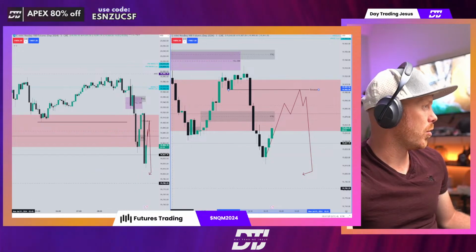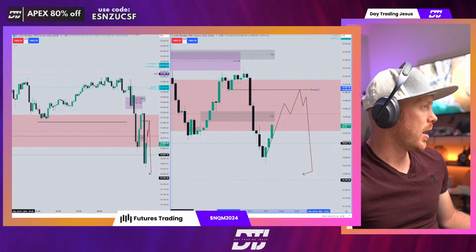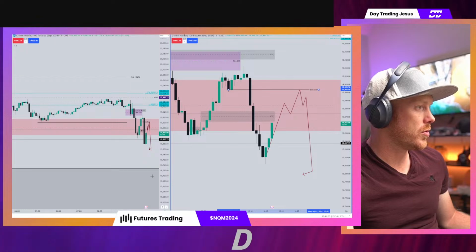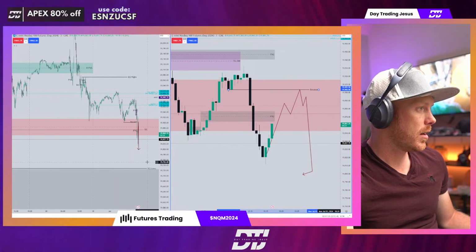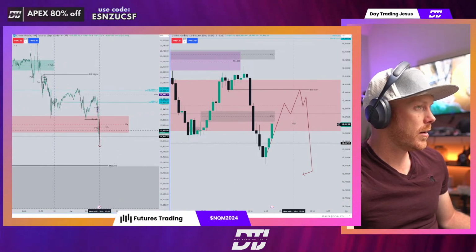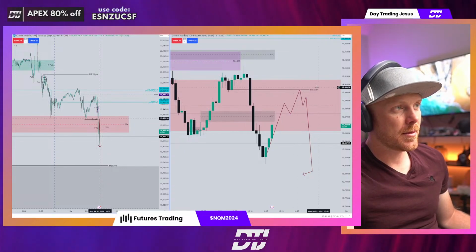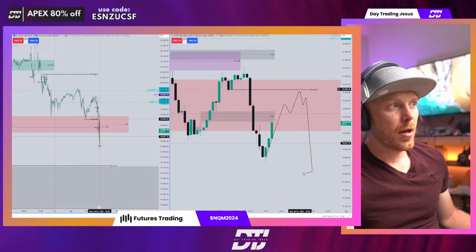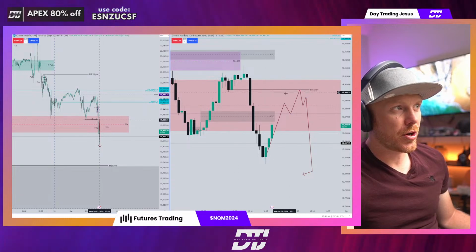do think we have lower prices, ideally running for these equal lows sitting down here. Okay, so we got equal lows sitting right here. That's what I would like to see. It doesn't mean it will happen, but this breaker is still in play.